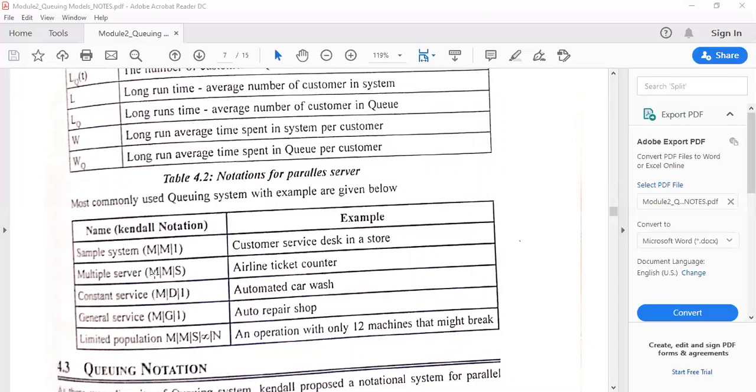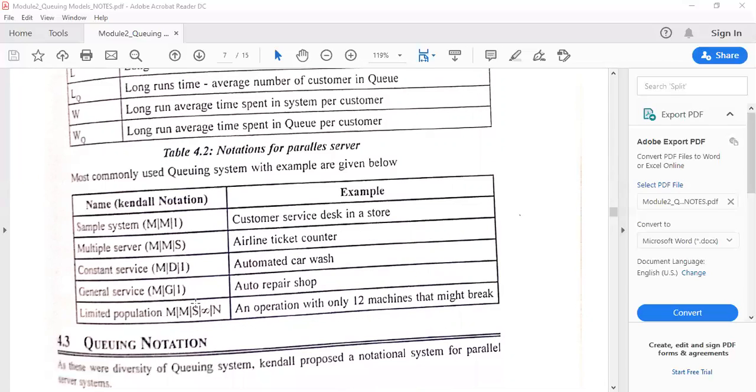Multiple servers, we denote as M/M/s, right? So an example is an airline ticket counter, right? If I take constant service, it is denoted by M/D/1, whose example is an automated car wash. General service is M/G/1, an example is an auto repair shop. For a limited population, it is M/M/s/infinity/N. An example is an operation with only 12 machines that might break, right?